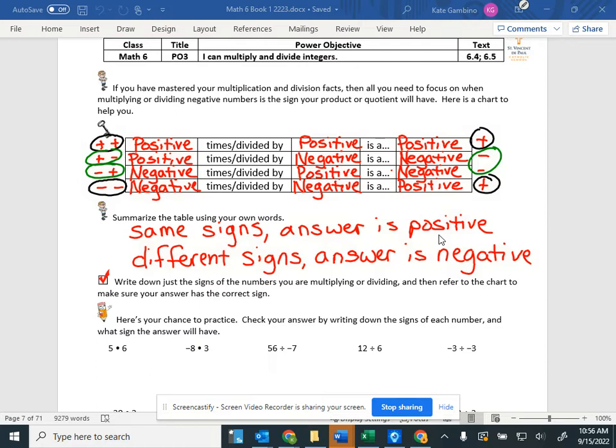Okay. So I'm going to work down low right here. I see positive 5 and a positive 6. So my answer is going to be positive. So I don't have to write that plus sign if it's positive. We just know that if there's no sign, it's positive. So if I see no signs, I know it's positive, positive. So I don't have to write that positive sign. So what is 5 times 6?